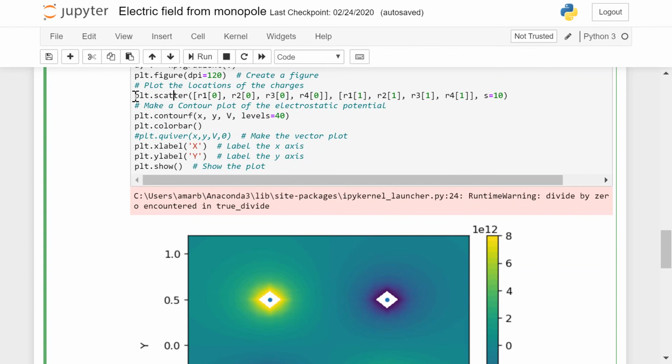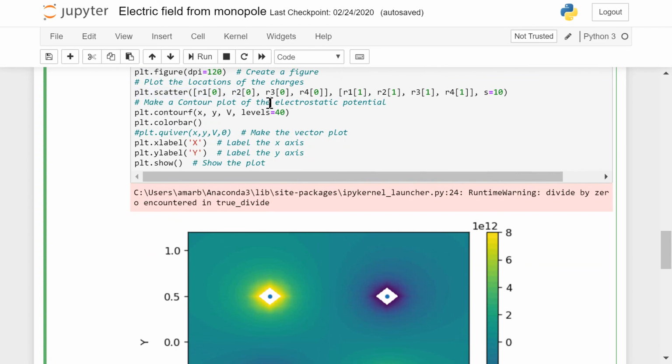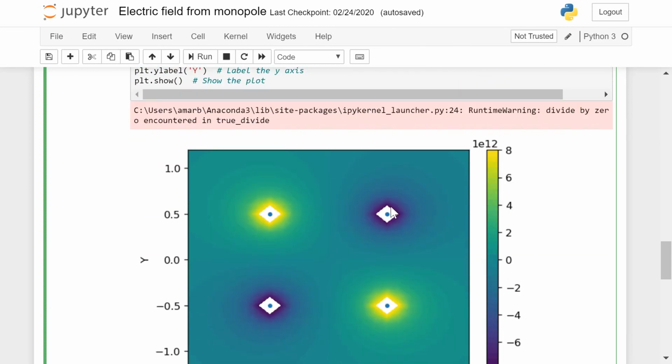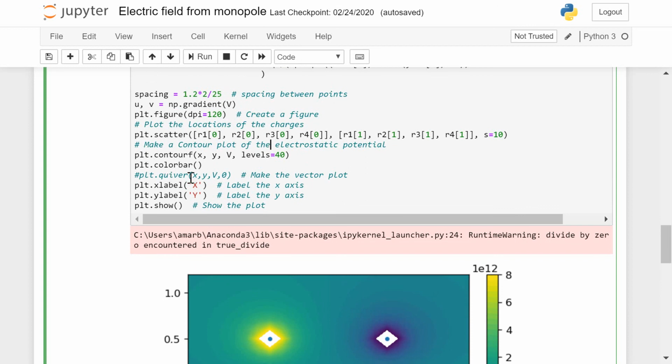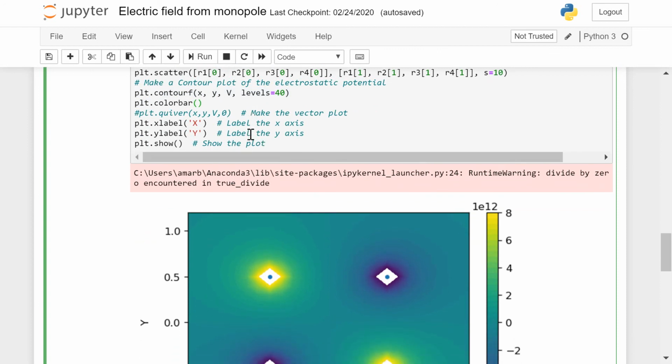The first thing we're doing is we're just plotting where all the charges are. So we're putting a dot basically wherever you have the 4 charges. And then we use this contour function. Contourf stands for filled contours, and these are creating contours of the electric field. So it allows you to see the electric field distribution.